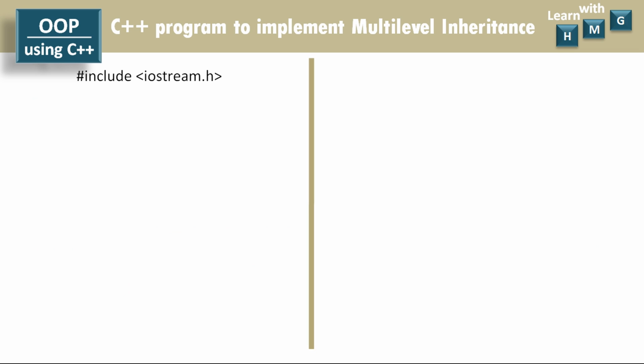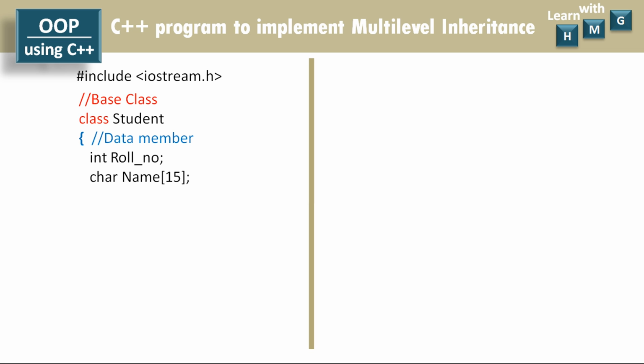As usual, include iostream.h. Let us go for defining the base class. Student is the base class. Its data members in the private section are roll number and name of student. I have declared two variables, roll number of integer type and name as a character array. So by default it is a private section and private data members.